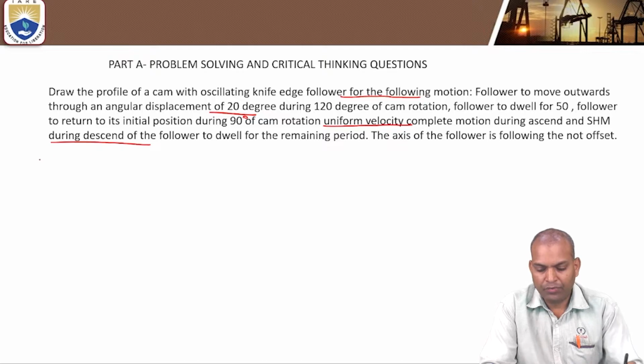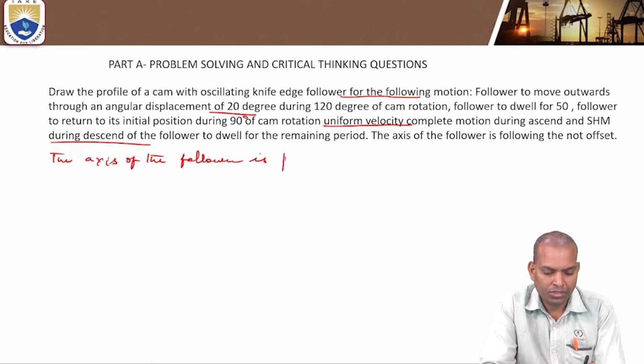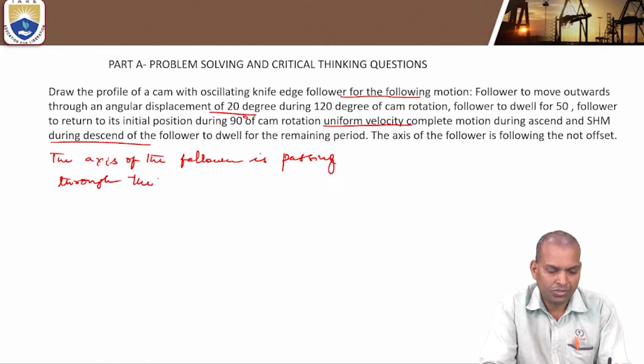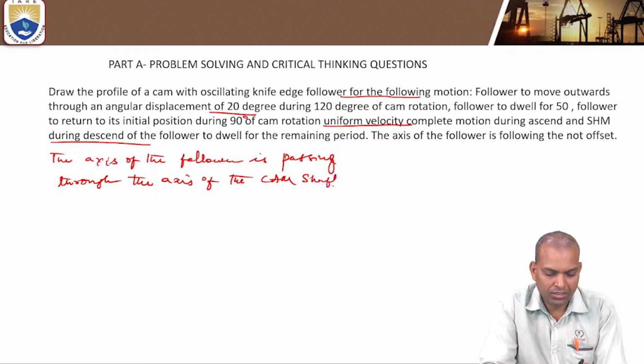And the axis of the follower is not offset, which means the axis of the follower is passing through the axis of the camshaft. That is the meaning here. It is not offset.